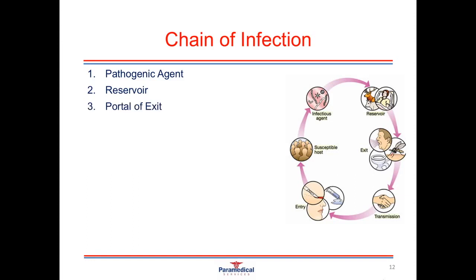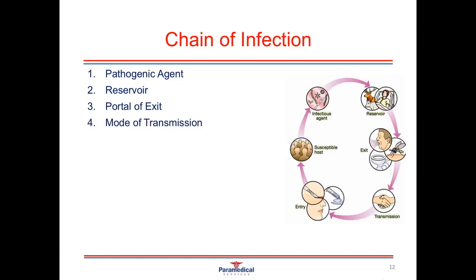There needs to be a portal of exit. So this pathogenic agent needs to move from one reservoir source or organism to another. It can exit via things like the respiratory tract, intestinal tract, through sexual contact, open wounds, blood, or bodily fluids.